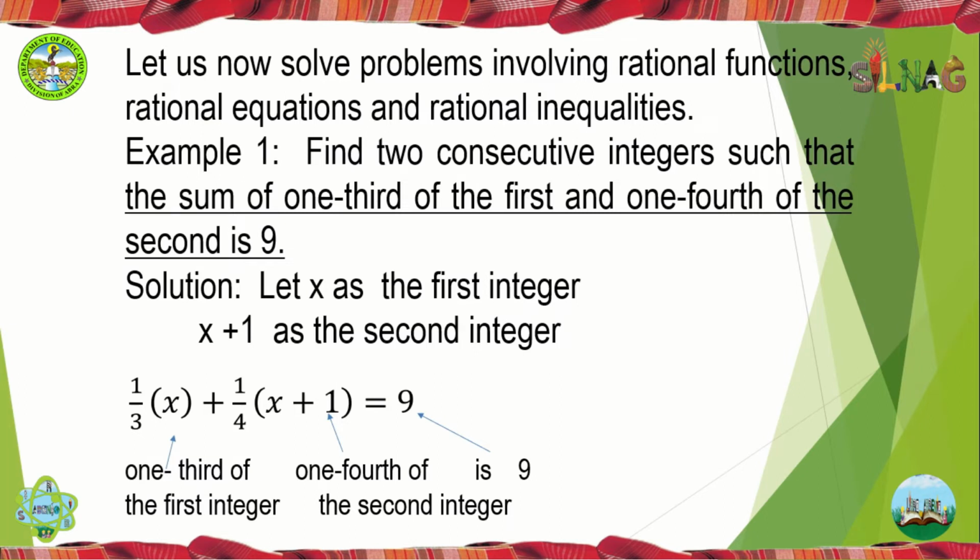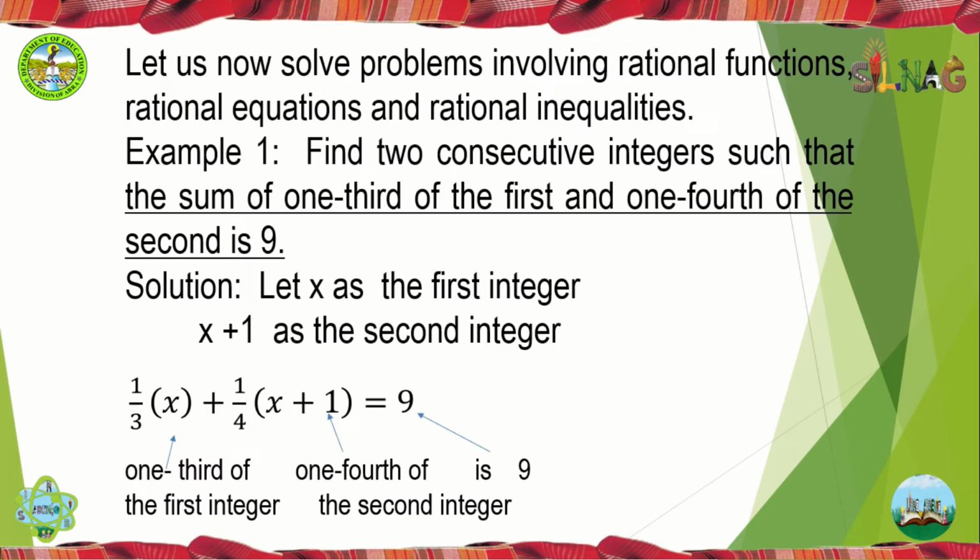Let us have our example number 1. Find two consecutive integers such that the sum of 1/3 of the first and 1/4 of the second is 9. So first, let us represent the unknowns. Let x be the first integer and x plus 1 the second integer. This is how we represent missing consecutive integers.